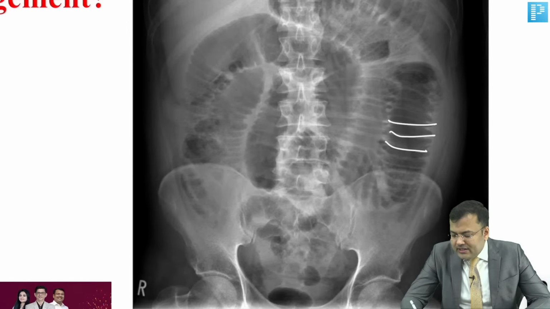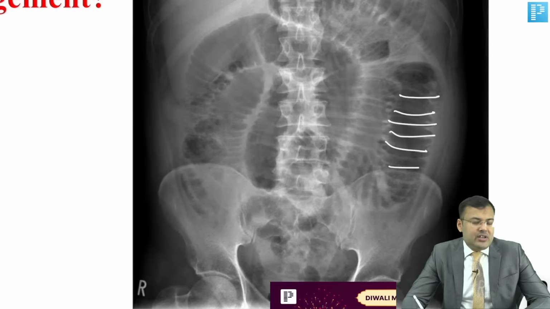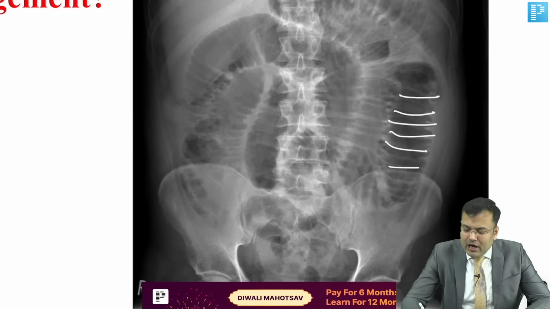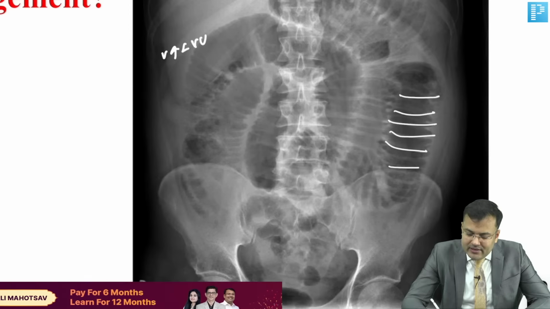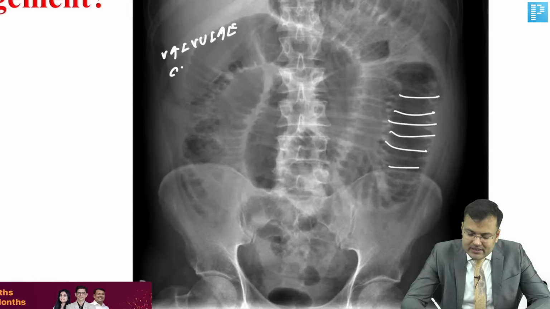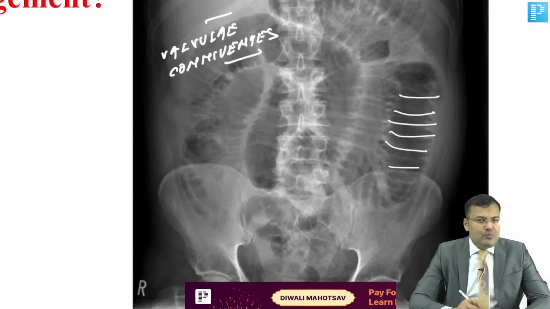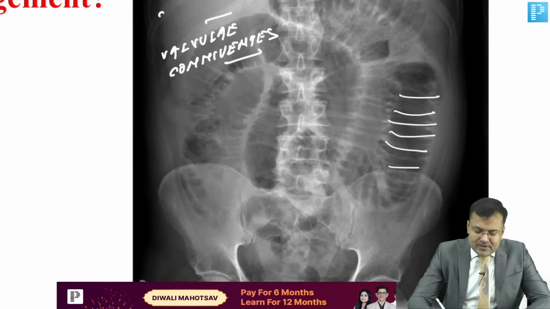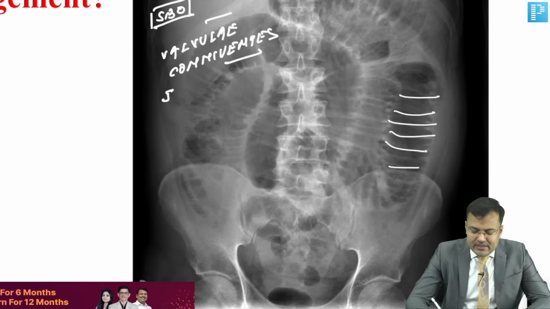Because you can notice here a circumferential ring-like pattern. And what is this circumferential ring-like pattern? You know, this is valvulae conniventes. So, can you tell me guys, if this is valvulae conniventes, what is this bowel loop? This is small bowel, plica circularis or valvulae conniventes. So, it means it is jejunum.